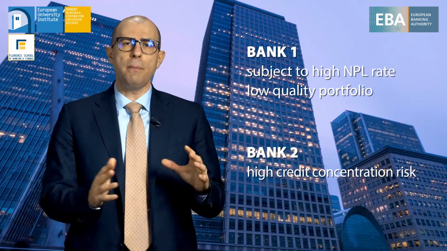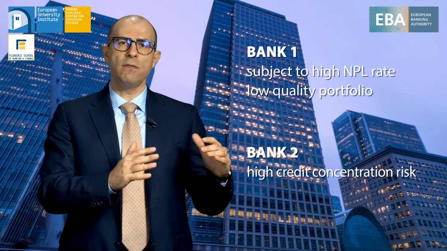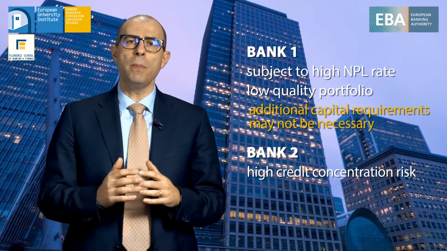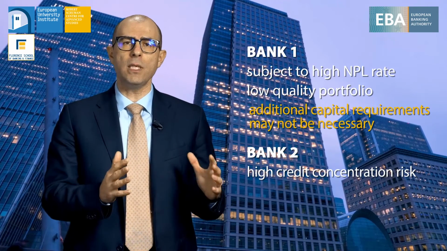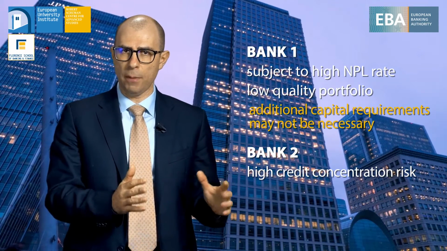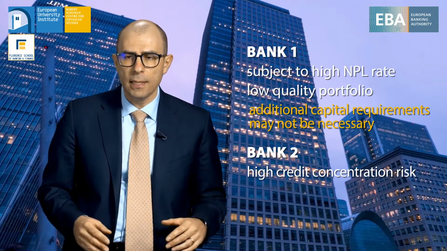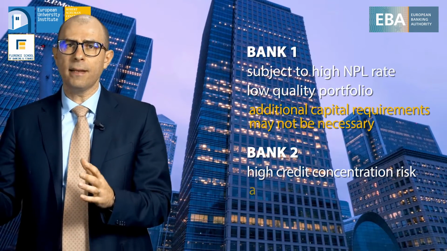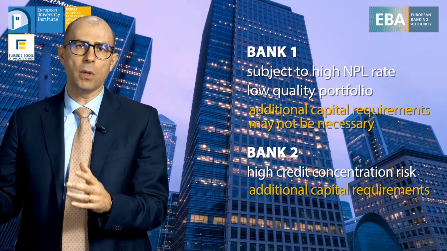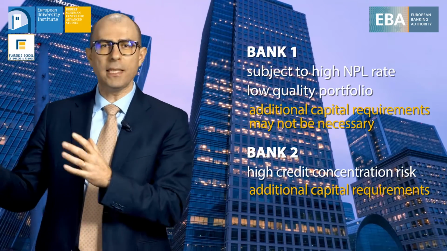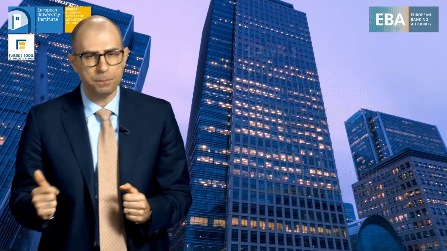So, in the case of the bank which shows this very high NPL rate, additional capital requirements may not be necessary because this risk may be already captured by the minimum own funds requirement, by the Pillar 1. In the second bank, the credit concentration risk is clearly not captured by the minimum capital requirements, so the bank will reasonably be subject to some additional capital requirements.